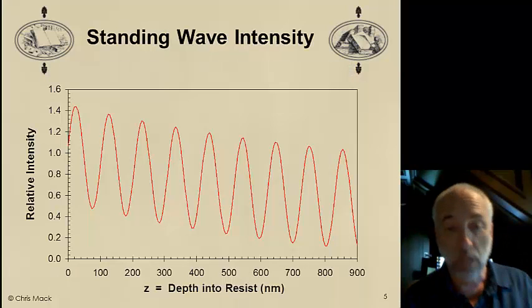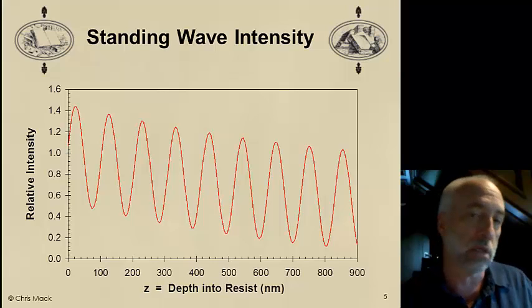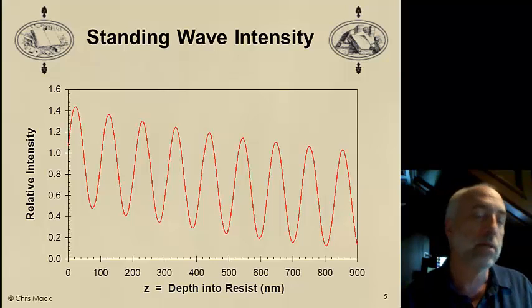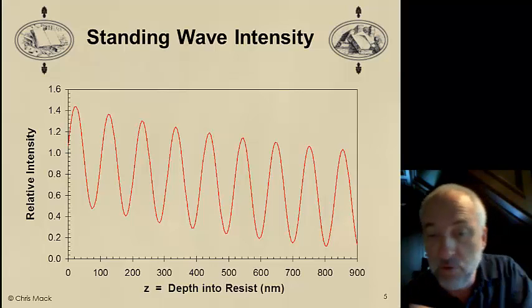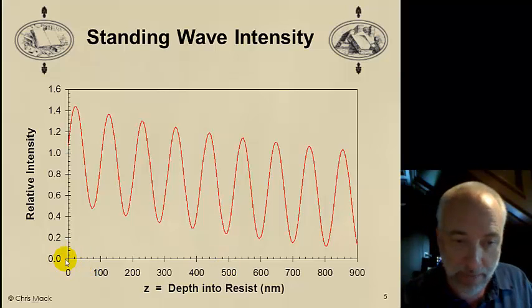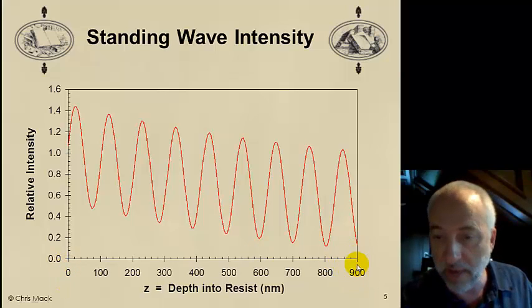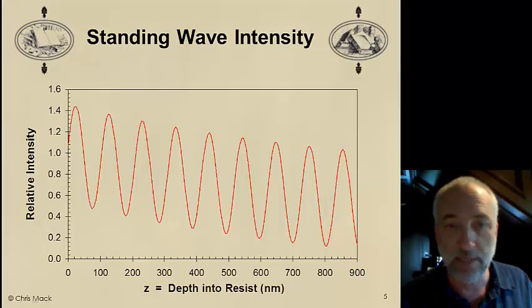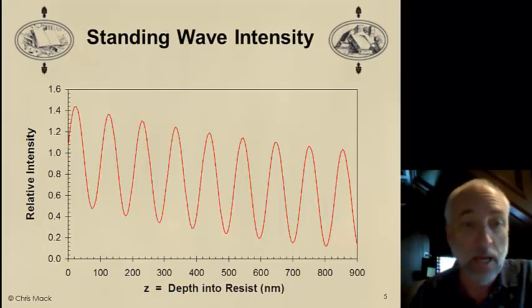So the standing wave pattern inside the resist looks like this. You see that it is sinusoidal. In fact, there are three interesting characteristics of the intensity of light through the depth in the resist. So up here is the top of the resist at z equals 0. Down here is the bottom of the resist. You can see I have a thick 900 nanometer resist. And this happens to be an i-line exposure, if memory serves me right.